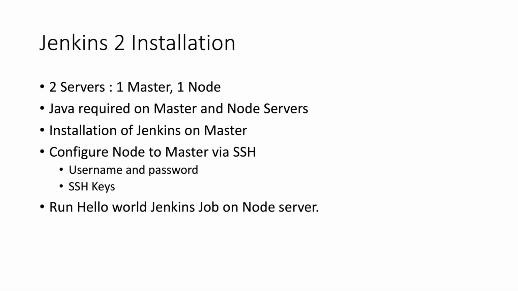So there are two ways we can do it. One is username and password, another one with the SSH keys. We'll try to view in the demo both the methods. And we'll run one Hello World Jenkins job on the node server. So let's go to the demo.